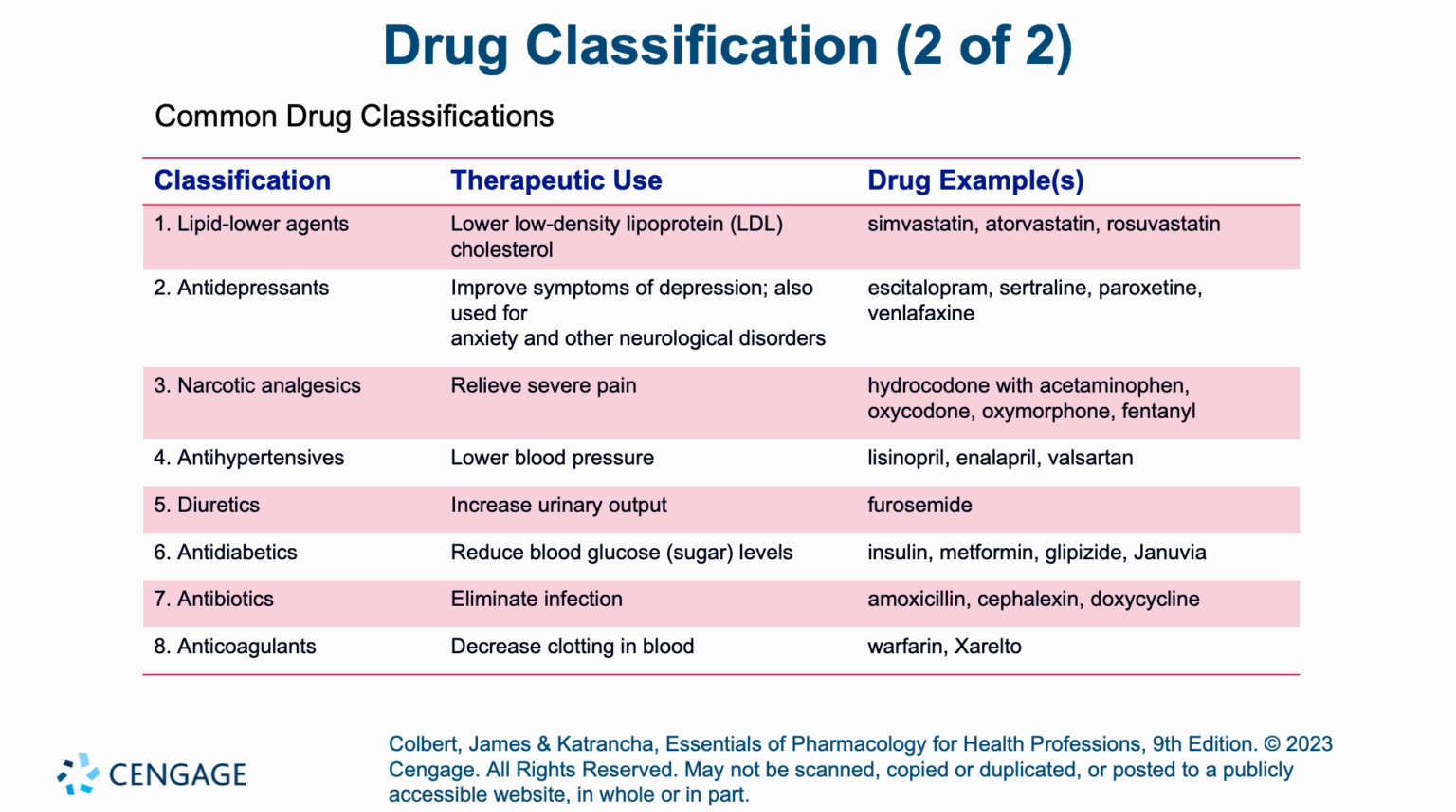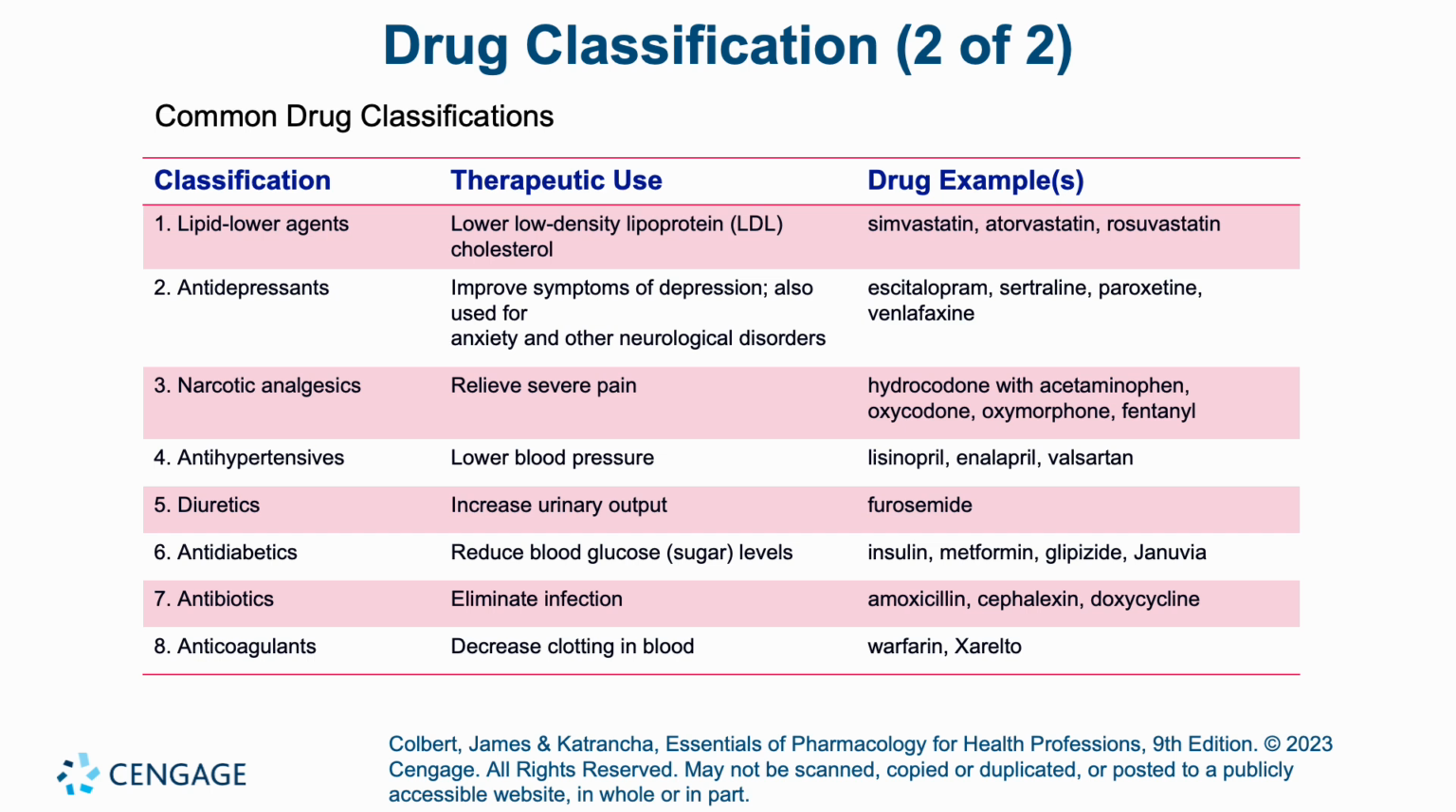Classification number 3, narcotic analgesics. So therapeutic use for these is they relieve severe pain because of that narcotic component. Drug examples are hydrocodone with acetaminophen, oxycodone, oxymorphone, and fentanyl. Again, you have that ONE at the end of several of those, not at the end of fentanyl, so some of them track, some of them don't.